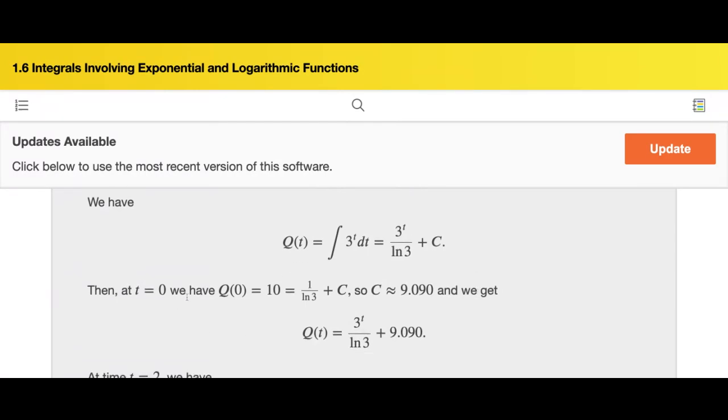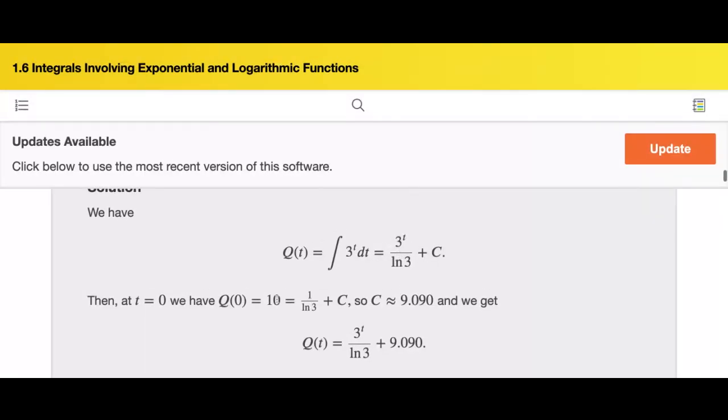Then after 2, so at t equals 0, we have Q of 0 equals 10. Q of t is 3 raised to t over ln 3, so that's 1 divided by ln 3 plus c.